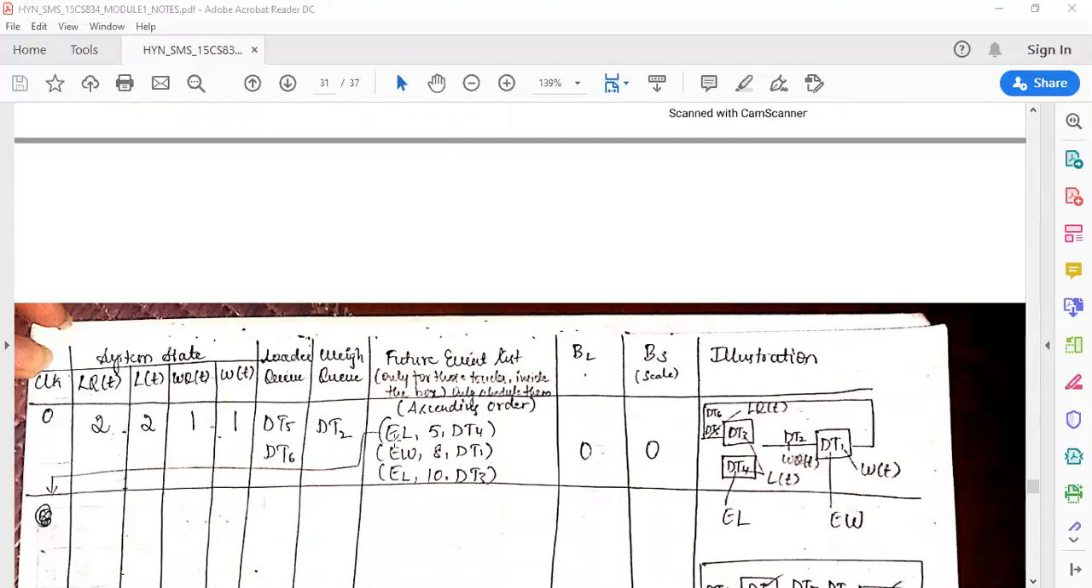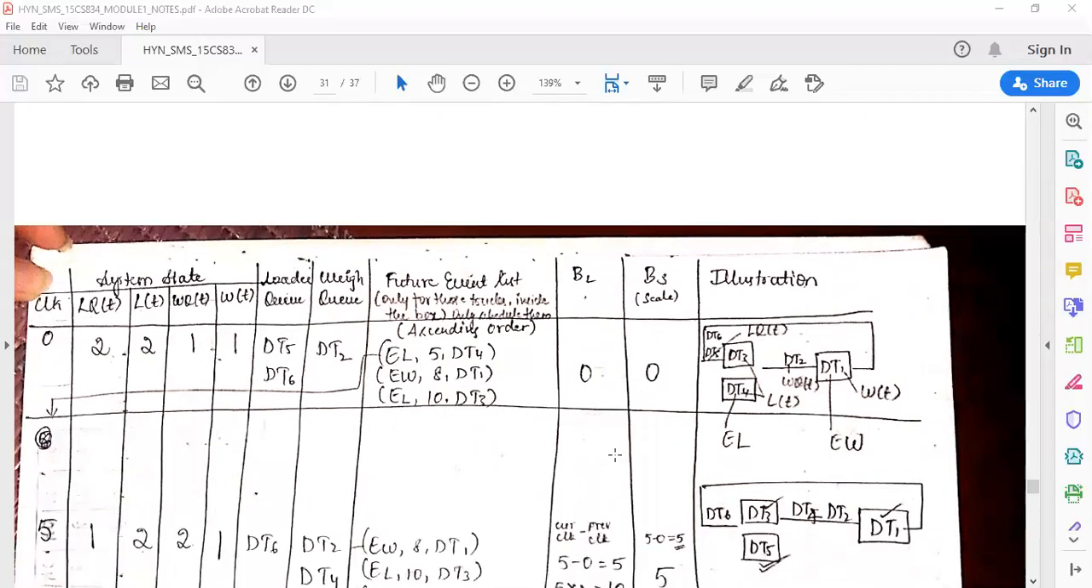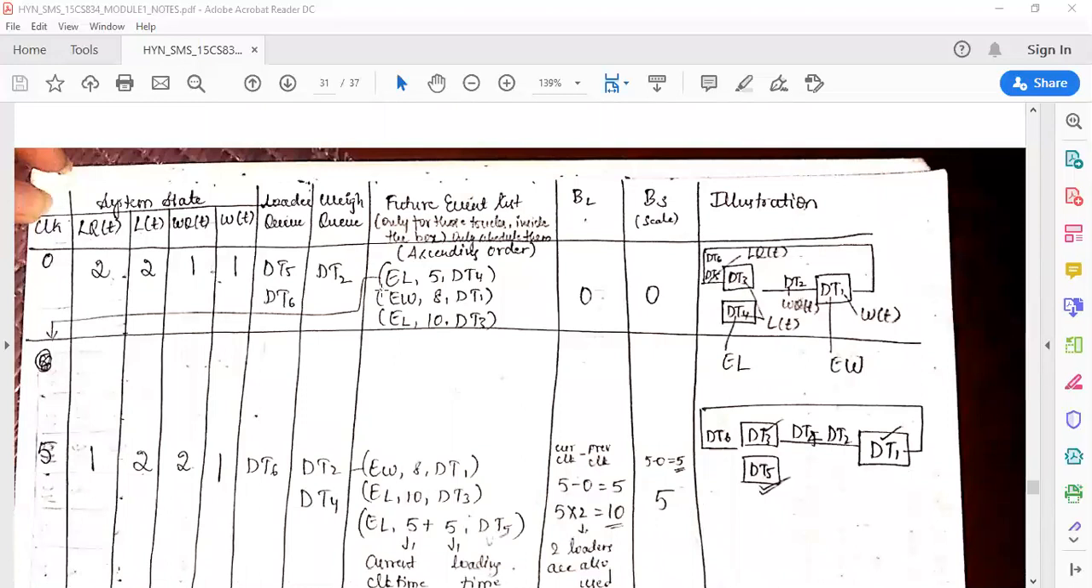So like this we have to write the future event list. First I write what type of event notice it is, then the time, and then the truck: EL, T, DT1. This is the general syntax for writing the event notices. Initially I will take the loader utilization also as 0 and the scale also at 0. So initially all the values will be 0. Now we have to follow the event scheduling algorithm.